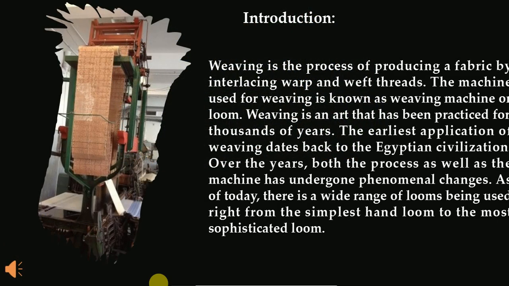Weaving is the process of producing a fabric by interlacing warp and weft threads. The machine used for weaving is known as weaving machine or loom. Weaving is an art that has been practiced for thousands of years. The earliest application of weaving dates back to the Egyptian civilization.